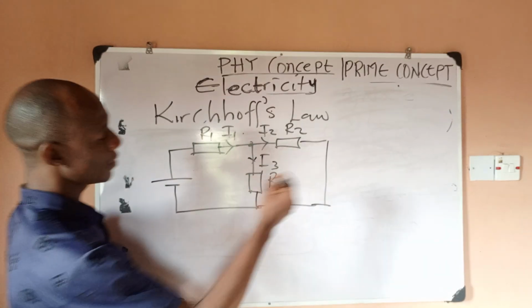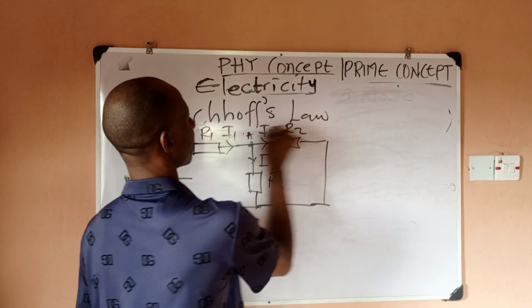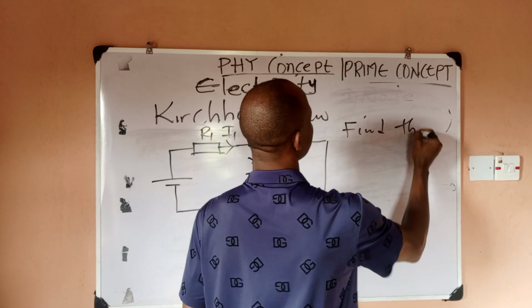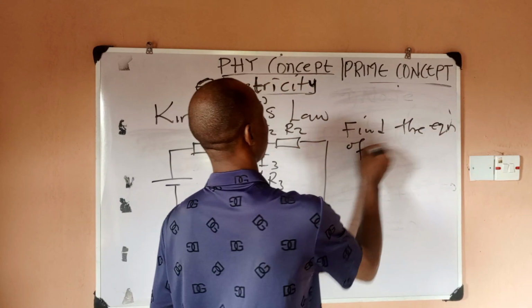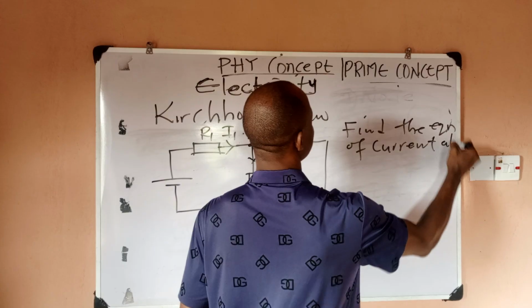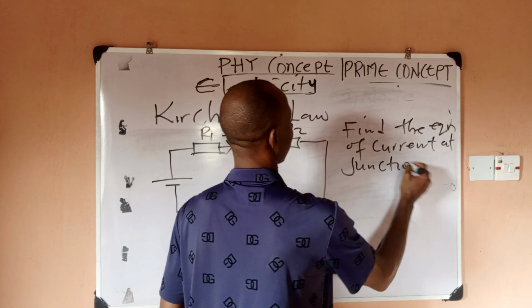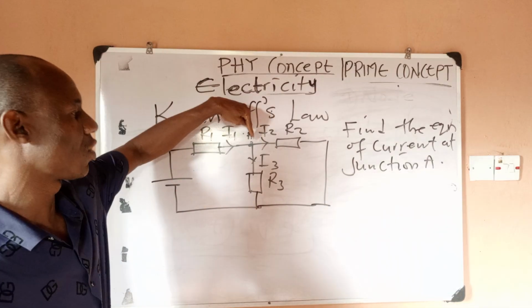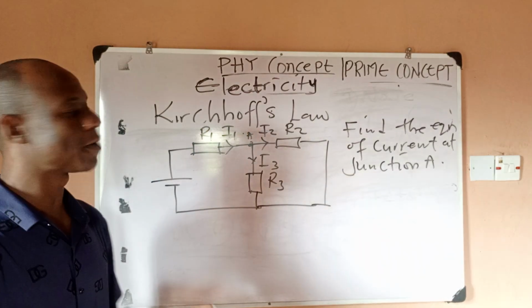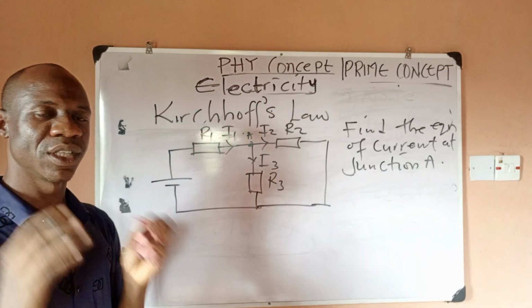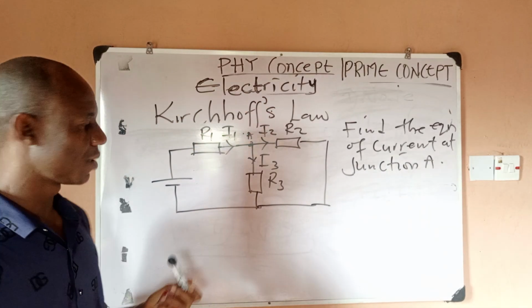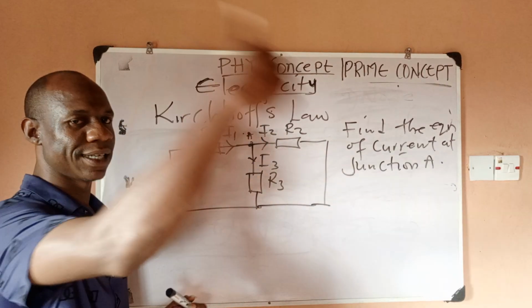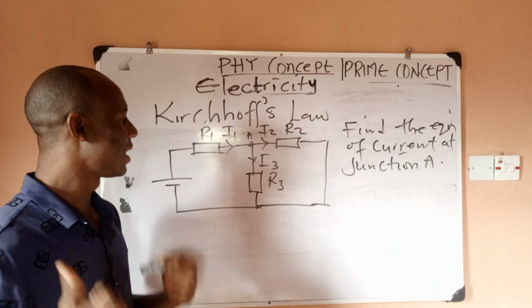So the question says, find the equation of current at junction A. So we have this, want to find the equation of current at junction A. So these are junction A. To find the equation of current at junction A, we need to apply KCL. Very simple. Now what does KCL say? KCL says that the total current entering a junction equals the total current leaving the same junction.